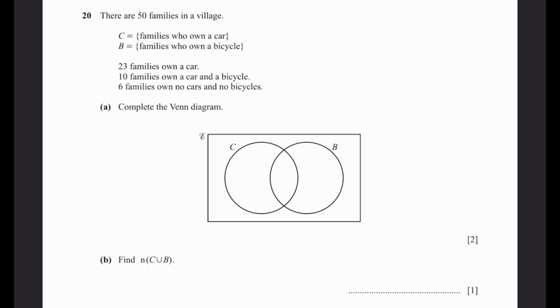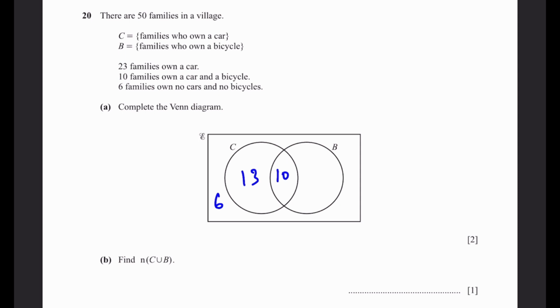So first, we'll fill in both car and bicycle: 10. 6 families own neither, so that's 6. 23 families own a car. In this case, yes, 23. But then, remember, the 23 includes this 10 which own a car and a bicycle. So 23 minus 10, which is equal to 13 in C, which is car.